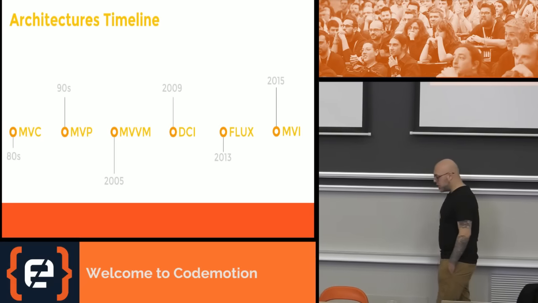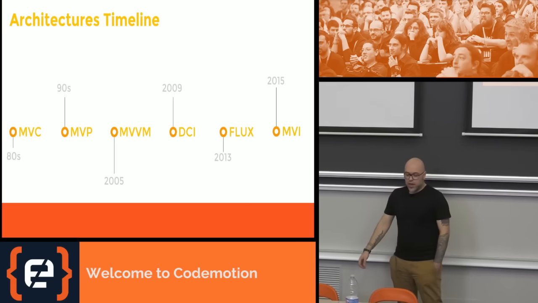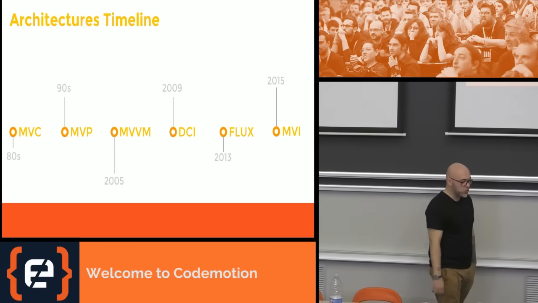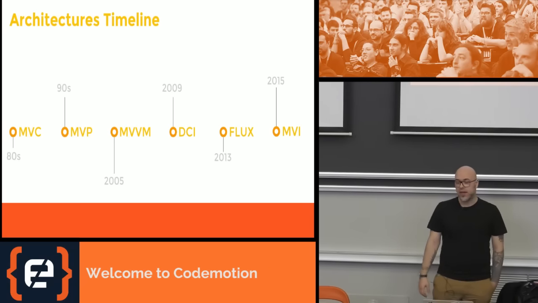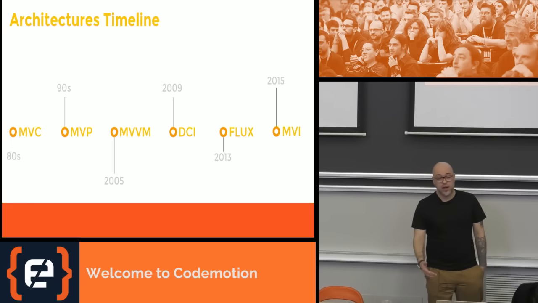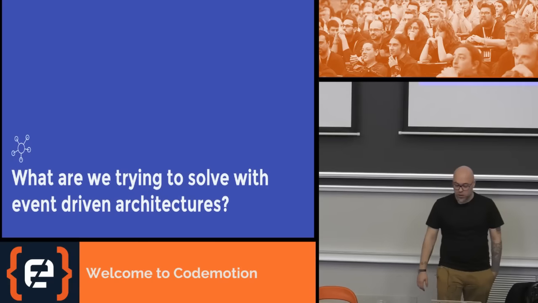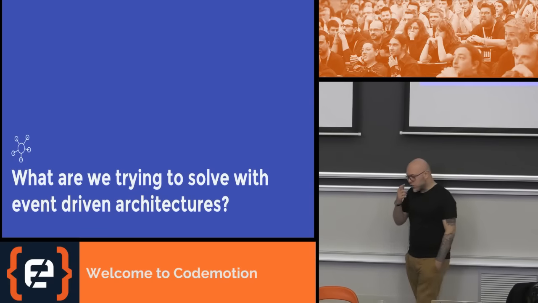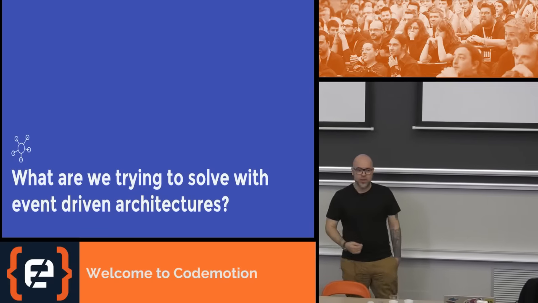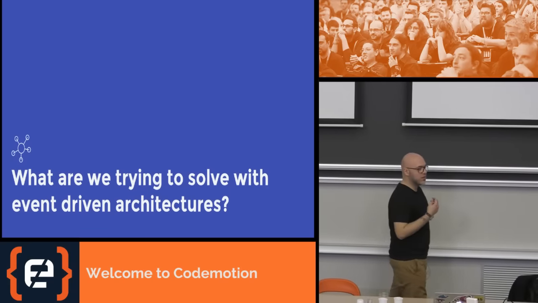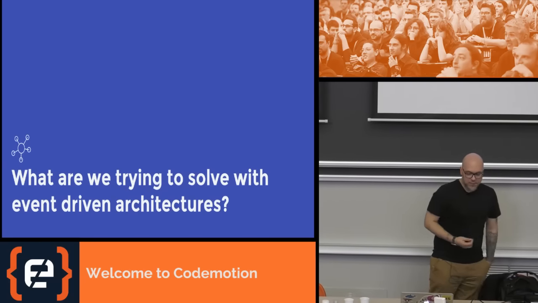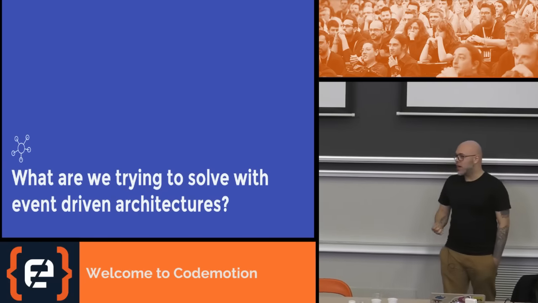In 2015, a company called Futurice started to blog about MVI. MVI stands for Model View Intent, and we will see later on what it's capable of. So the real question is what we are trying to achieve with event-driven architecture. This is the real question, because at the end of the day, the communication can be done in several ways.